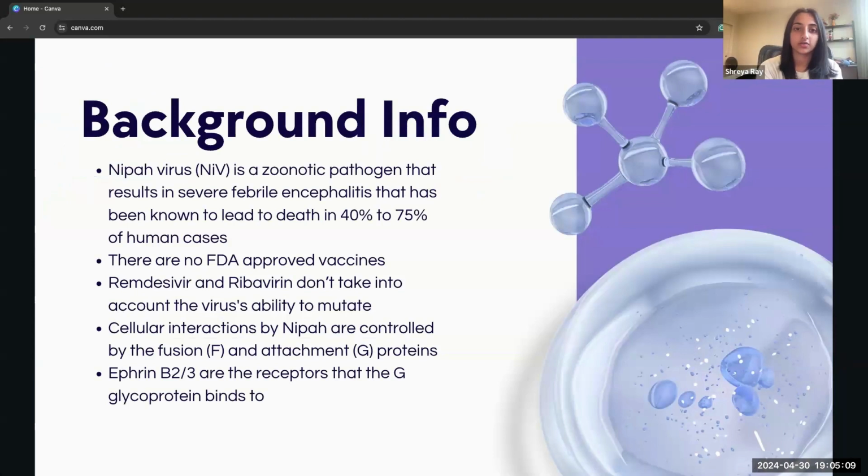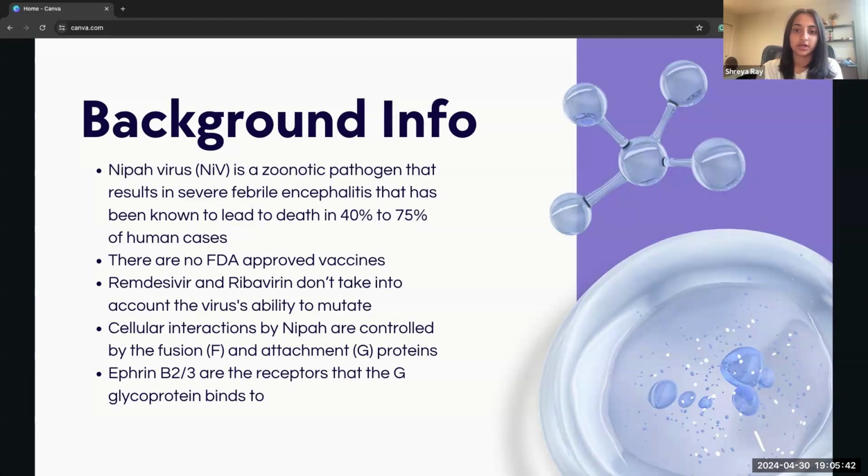To start us off with the background information, the Nipah virus is a zoonotic pathogen that has been known to lead to death in 40 to 75% of human cases. It is a biosafety level 4 pathogen and causes a high risk in public health and security since there are no effective FDA-approved vaccines. The Nipah virus first emerged in Malaysia and spread through Asia to places like India and Bangladesh. Cellular interactions by the Nipah virus are controlled by the fusion and attachment proteins, or F and G.